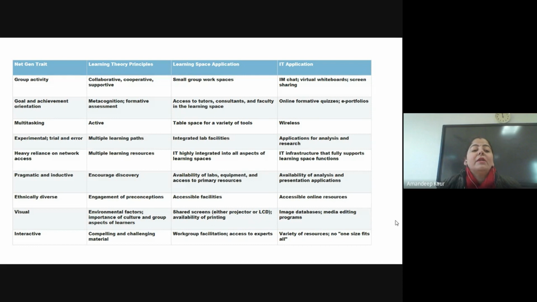Heavy reliance on network access, so multiple learning resources need to be there. So it is not only the reference or the print material that the teacher is providing and referring to the student, but along with it the teacher needs to identify e-resources also, so that the student can have more advanced information as per the demand of the curriculum.